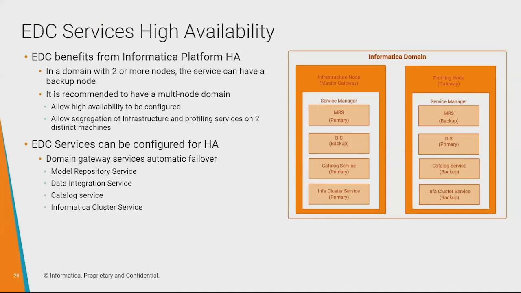Of course, this high availability is only applicable if you have more than one node. We recommend that there should be at least 2 nodes on the platform side to act as infrastructure and profiling nodes. So if you have 2 nodes, you have to configure your services to run on primary and backup nodes so that inbuilt HA is available at the service level. If HA is enabled, the services will fail over to the backup node if the primary node goes down.